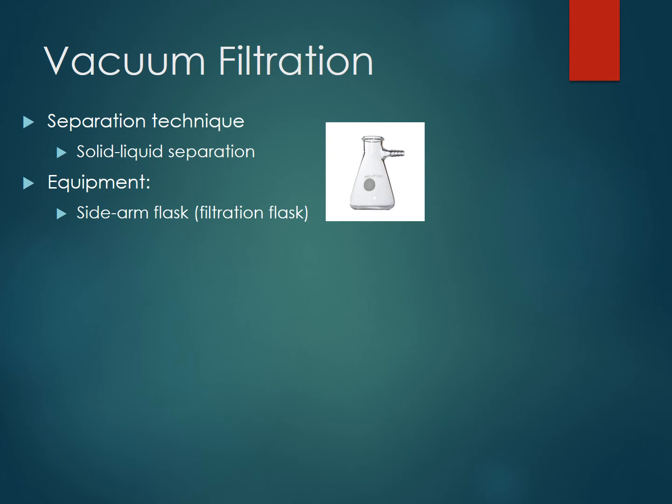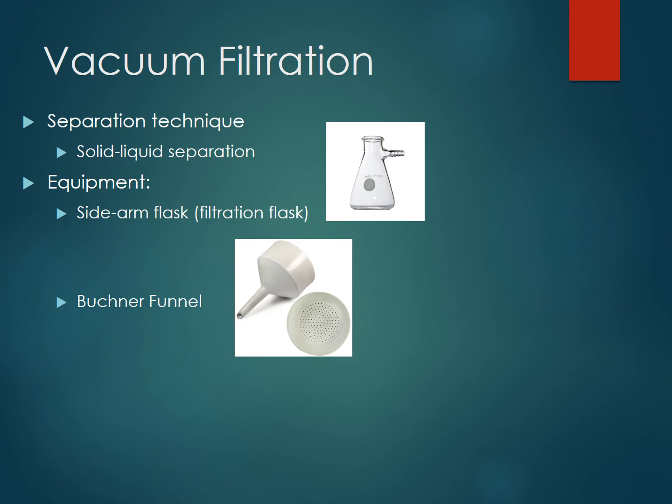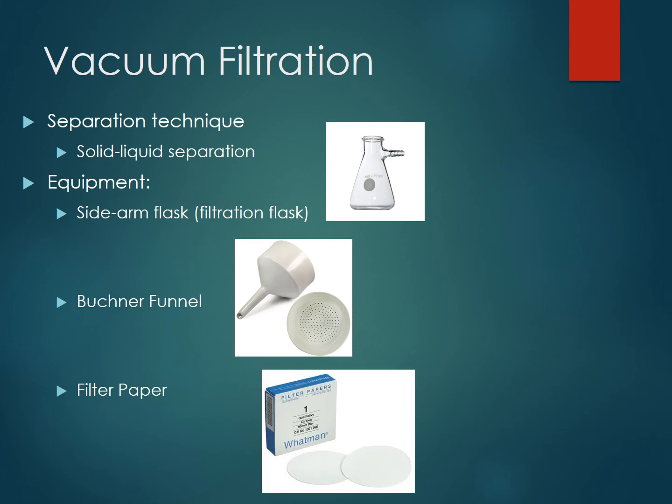Now you need a couple bits of equipment to do that. First thing you'll need is a sidearm flask, also known as a filtration flask. It basically looks like an Erlenmeyer with a little hose barb coming off the side of it. You'll need a Buchner funnel. These are either plastic or ceramic and they've got holes at the bottom of them. You'll need some filter paper because you're going to have to cover up the bottom of that Buchner funnel. And then you're going to need a vacuum source. We have house vacuum plumbed into every one of the fume hoods. That is where you conduct your experiments, so that'll be the vacuum source for you guys.